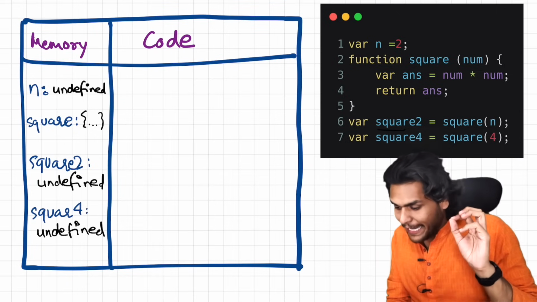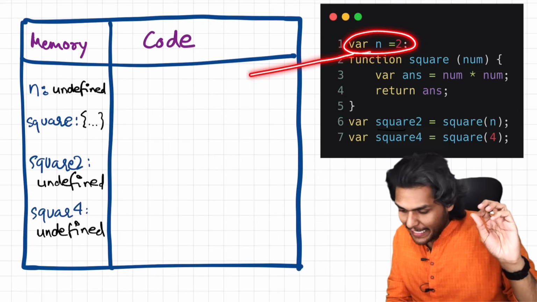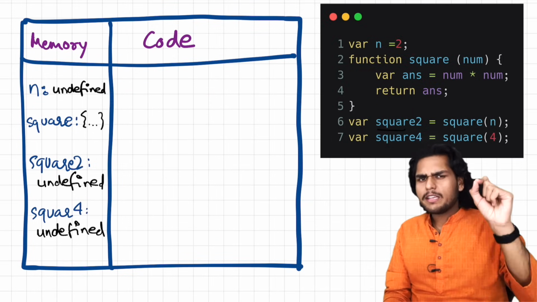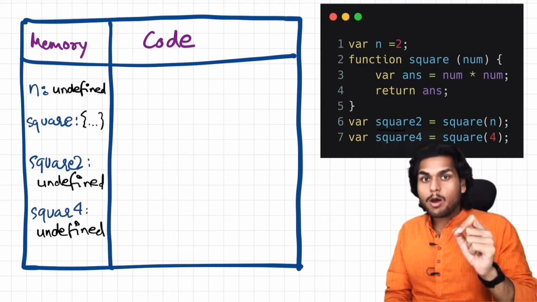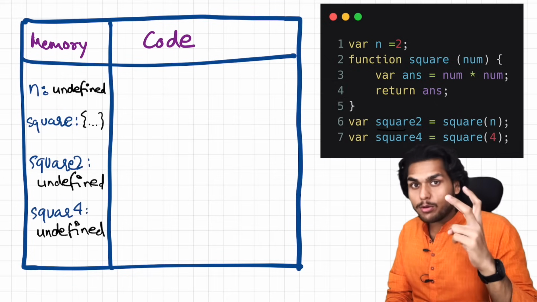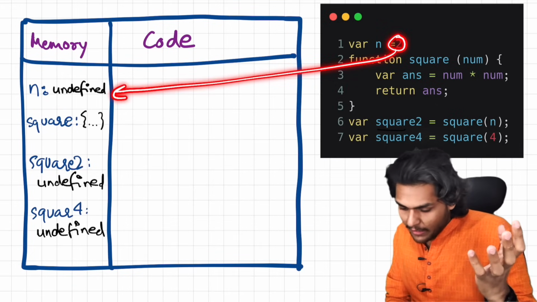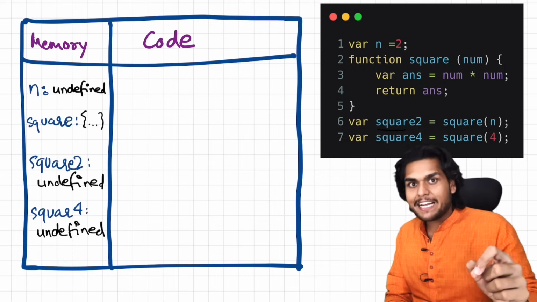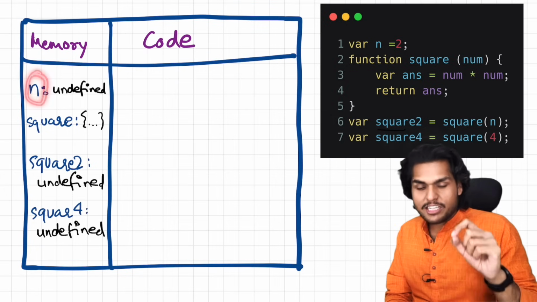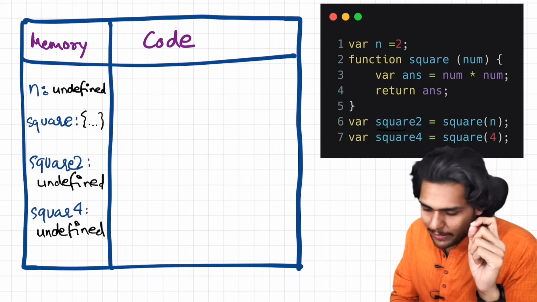Okay, so as soon as it encounters this first line where n is equal to 2, it actually places the 2 inside the n. Till now the value of n was undefined. Now in the second phase of creation of execution context, that is the code execution phase, this 2 value over here is now being placed in this placeholder, or the identifier, which is n. So now this 2 in the second phase is allocated here.